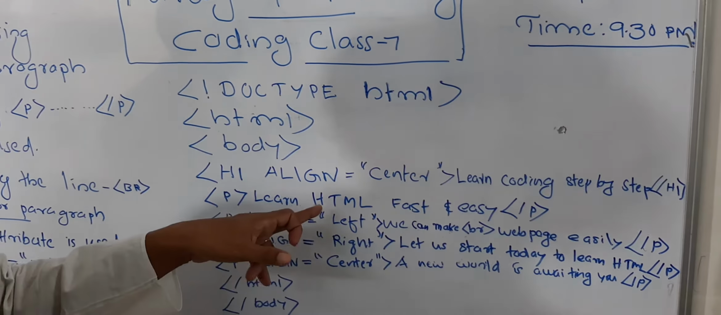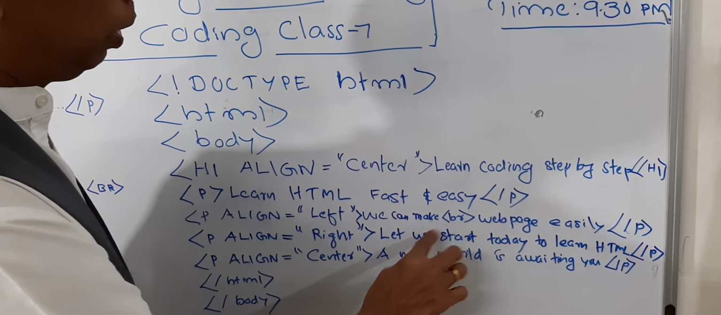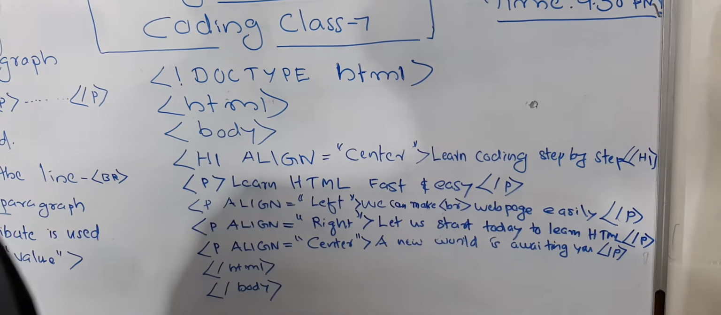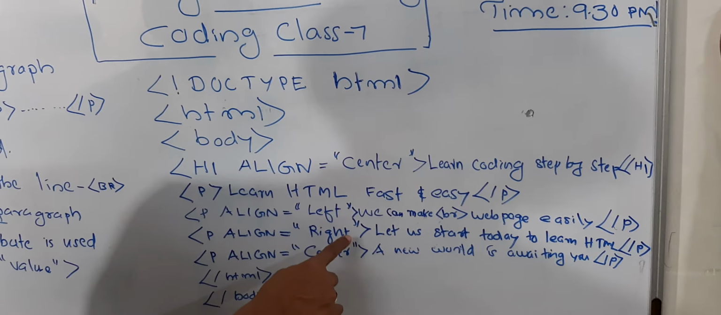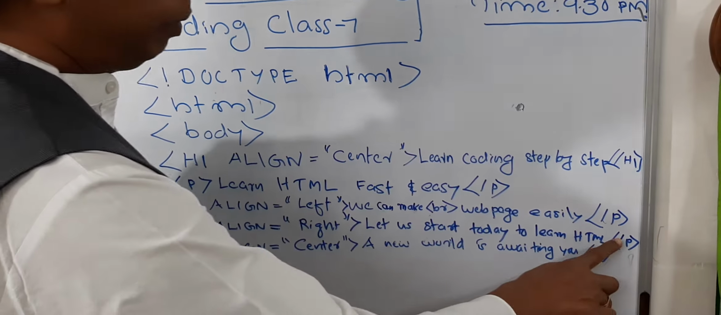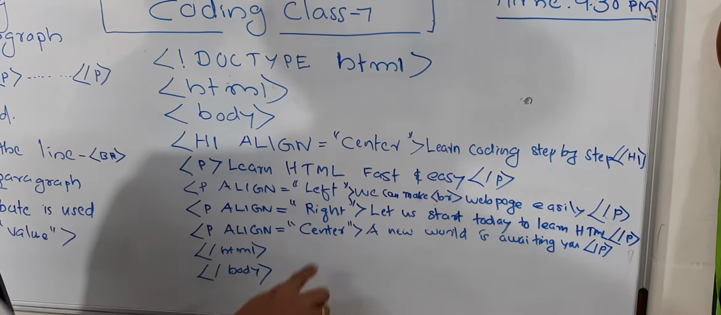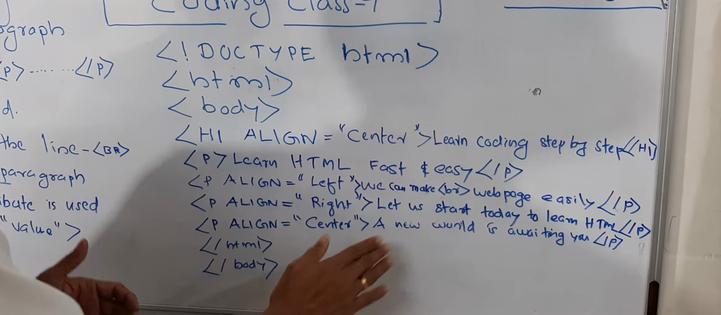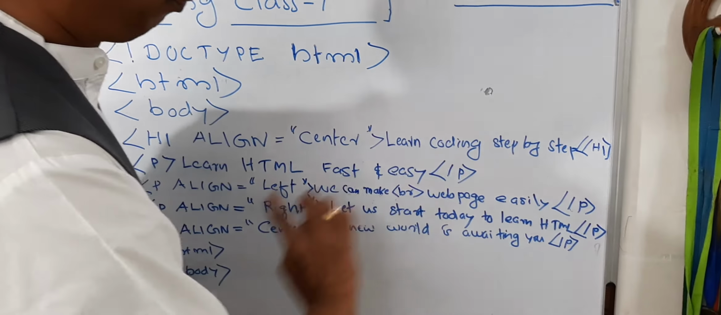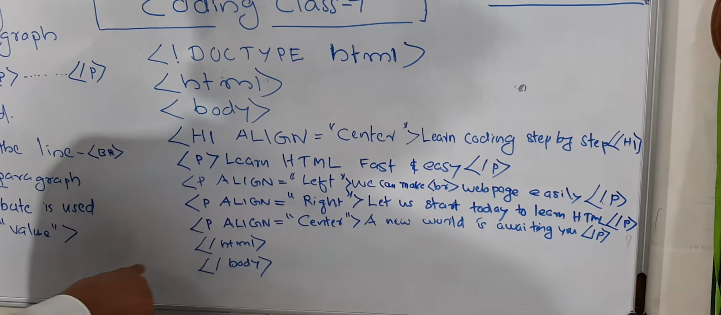P, align left, then here we can see br, we can break the line by using this tag. Web page easily. Align right, let us start today to learn HTML, then close it. Next, P, align center, this line we can align it to center. This is the line, a new world is awaiting you. Close it, P. Then close HTML, close body.